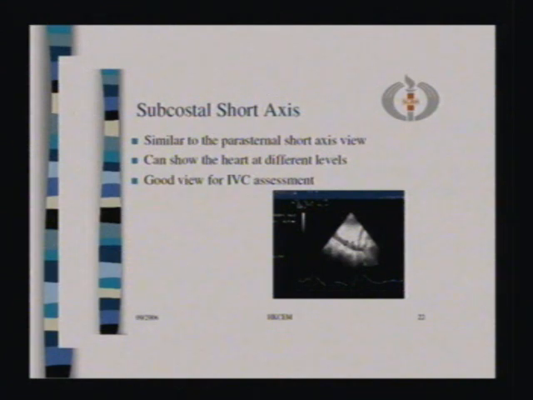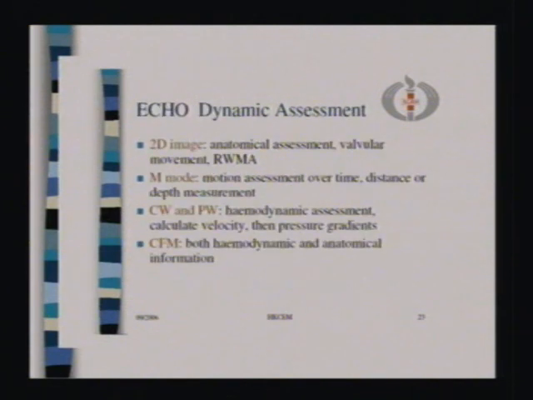And the subcostal short axis is similar to the parasternal long axis view. If you tilt posteriorly, you will also be seeing the IVC, and you will be able to assess the size of the IVC and inspiratory variation in size so that you can calculate the pressures on the right side.